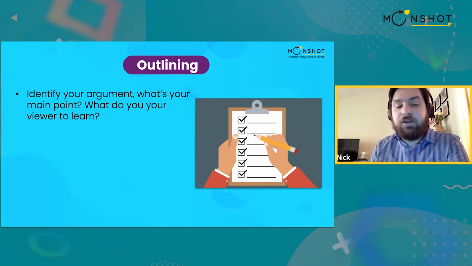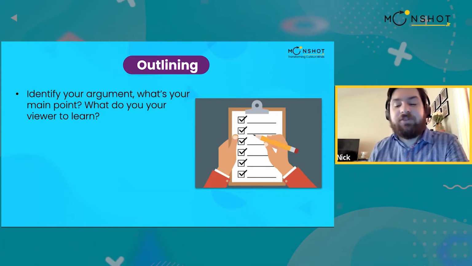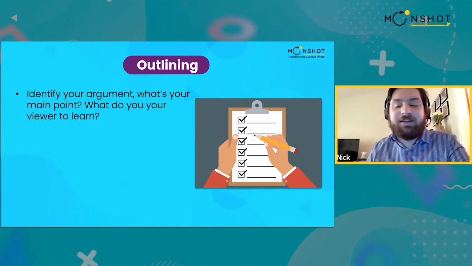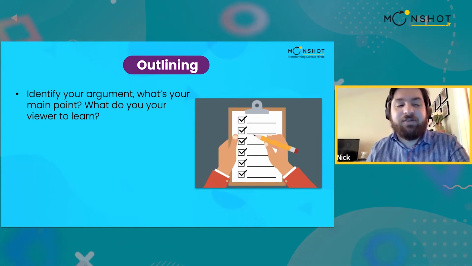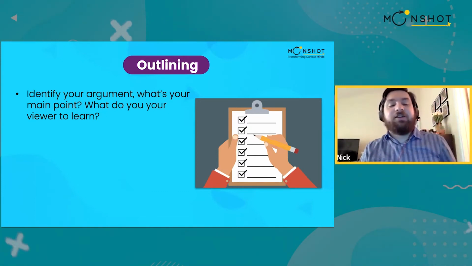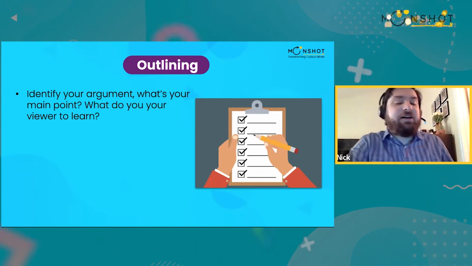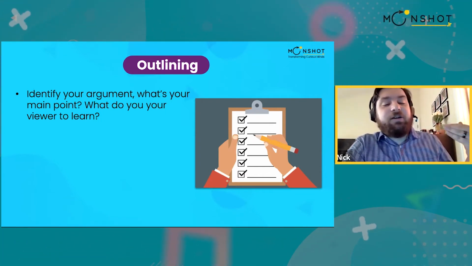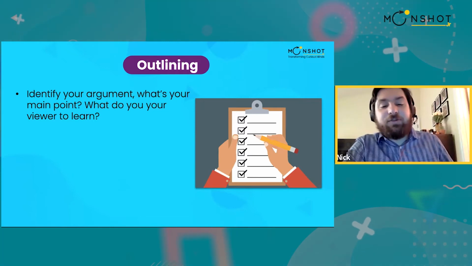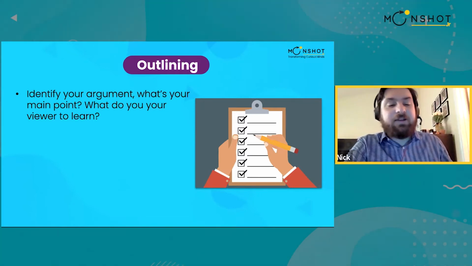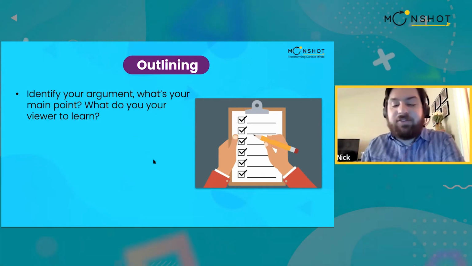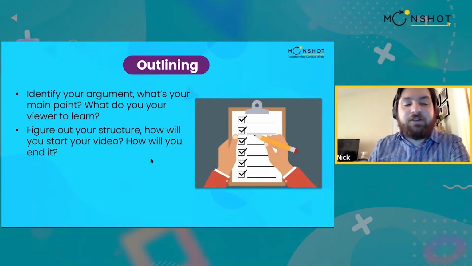If we're talking about that example of a Moonshot Junior product video, when you finish your project, you'd want to make sure your outline has a clear idea of the main takeaway you want the person watching your video to learn about what you've made. What's your main point? All of that is great to come up with during the outlining process. It's also a point where you can figure out your structure.